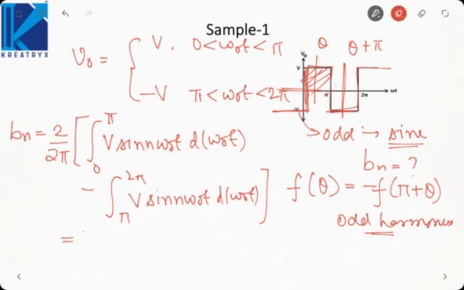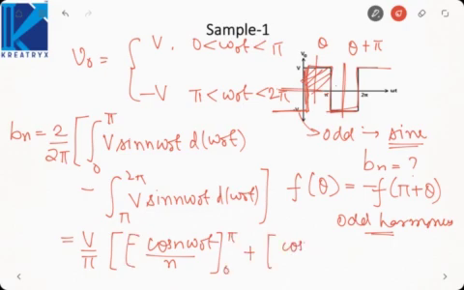It will become V by pi. Integration of sine will be minus cos n omega naught t by n from 0 to pi. Minus minus will be plus, from pi to 2 pi.